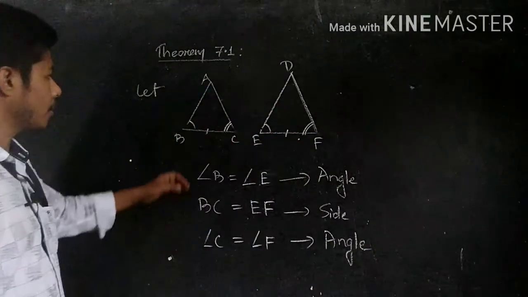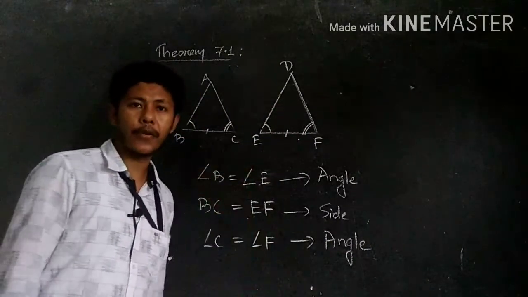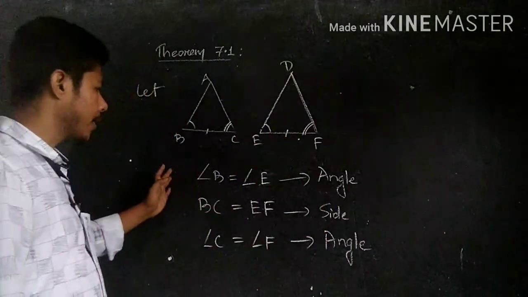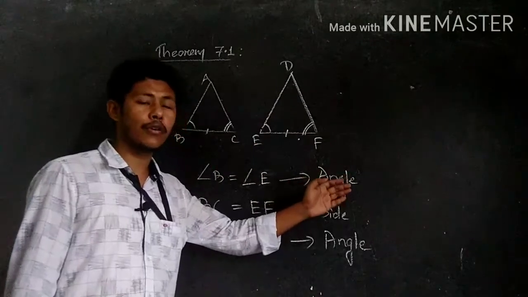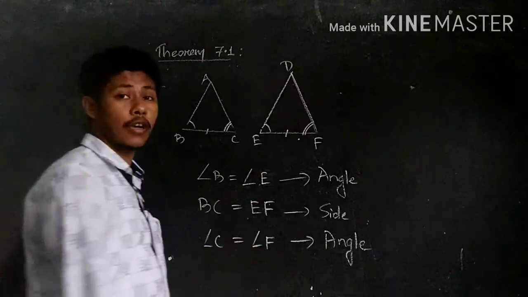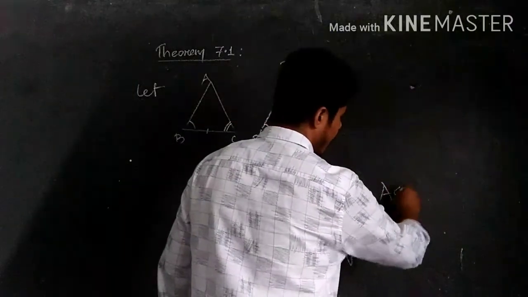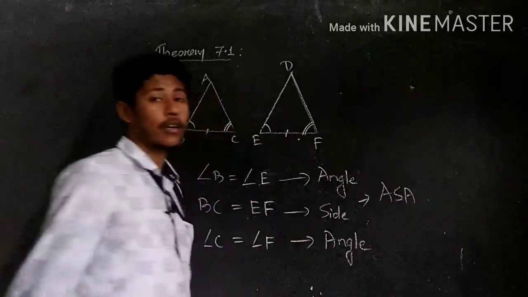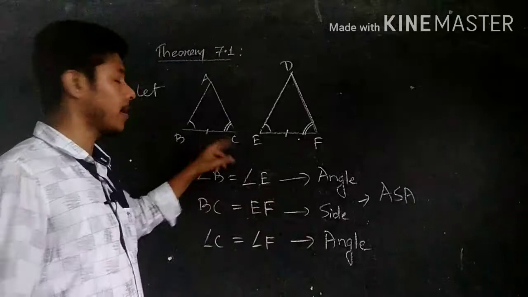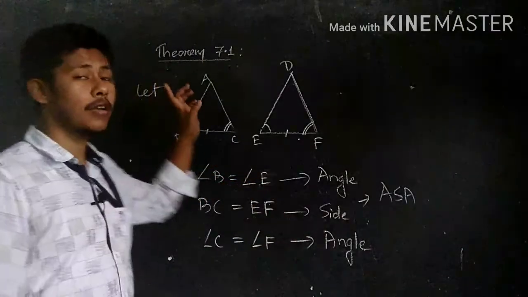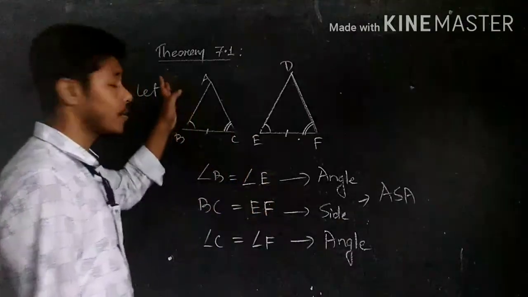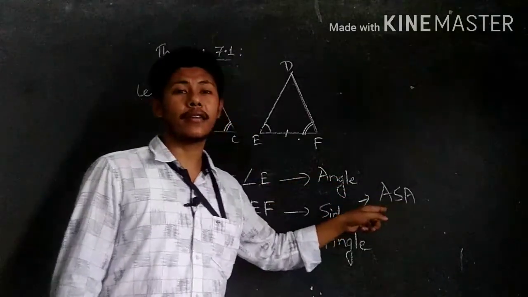Is it clear? So if this type of conditions, anywhere we get where two angles are given and the included side given, we can easily apply the congruence rule. Which congruence rule can we apply here? Angle side angle. In short it is written as ASA. Is it clear? Earlier one we got an axiom, which was side angle side, and now in this case we get a theorem, and the theorem is angle side angle.